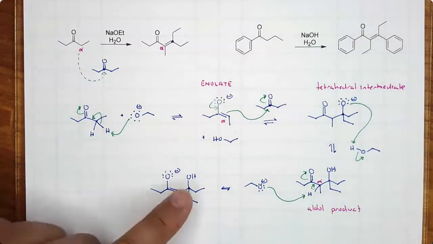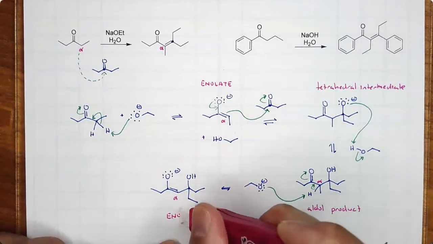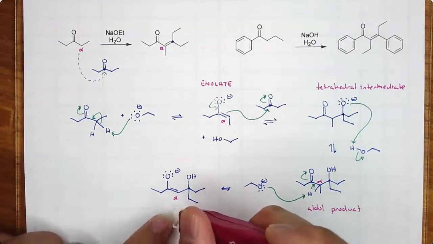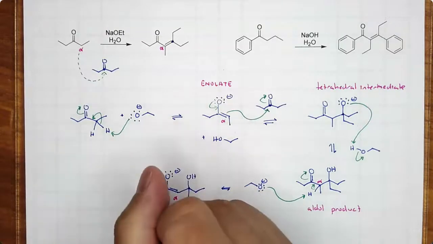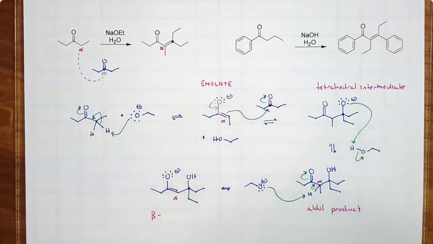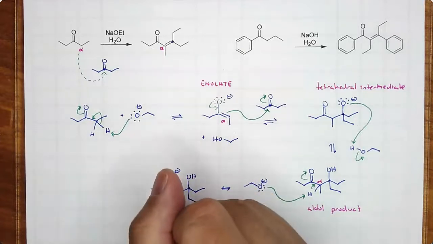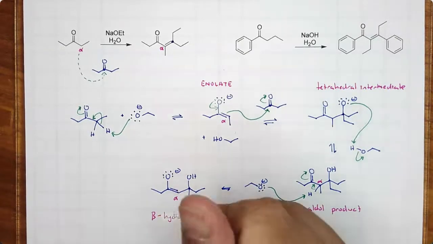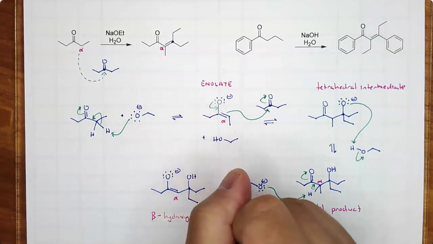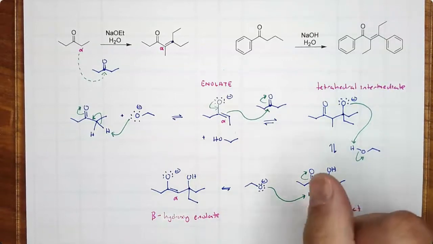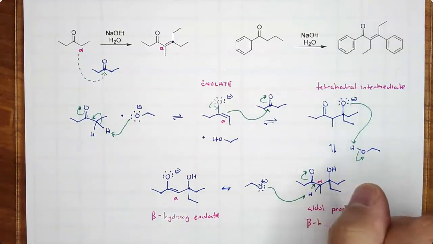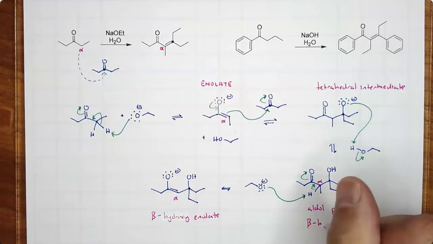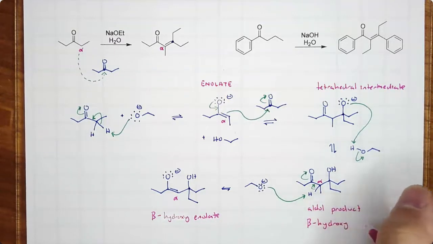This enolate does have, we call this a beta hydroxy. I don't normally remember that we make the beta hydroxy, but here we do. Beta hydroxy enolate. This is the aldol product. The aldol product is typically a beta hydroxy carbonyl, either a ketone or aldehyde.